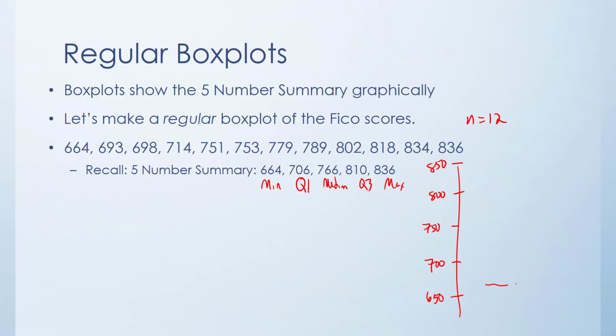Okay. And so what we're going to do is we're going to mark the minimum at 664. So that's maybe about here. I'm eyeballing it. I'm going to mark Q1 at 706. That's about here. I'm going to mark our median at 766. It's maybe about here. Our Q3 at 810. We're going to mark it here. And our max at 836, so maybe about here. Now I'm going to label these. Normally you wouldn't label them.